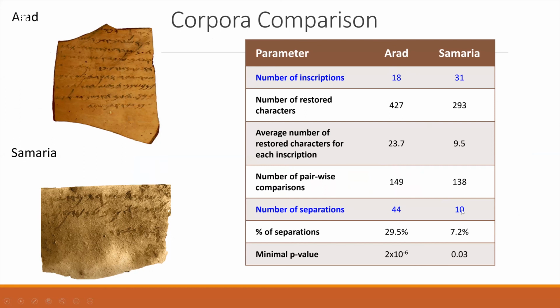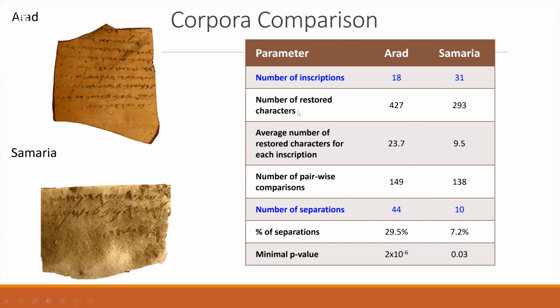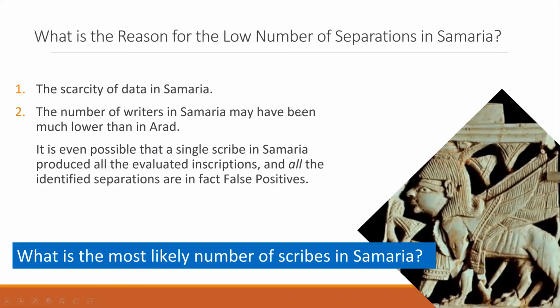In the Samaria, we had only 10 separations. And based on those 10 separations, we can say that the minimal number of writers is 2 in this corpus, but what is the maximum? That question was still unclear to us. So we decided to develop an additional mechanism in order to answer this question and find a maximum likelihood estimate of how many writers were in the Arad corpus that we tested.